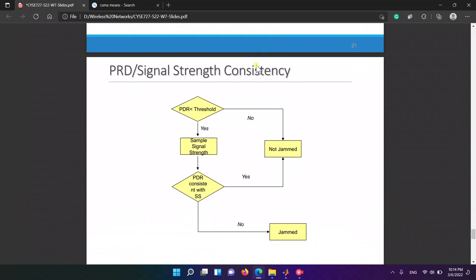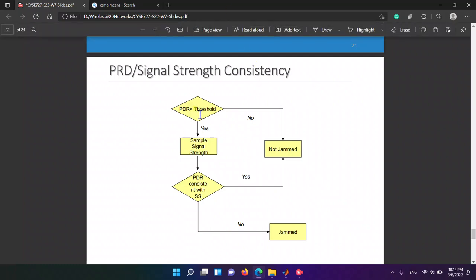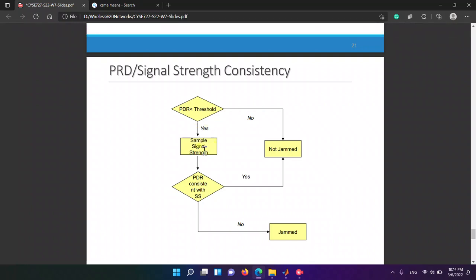Here we want to check if the packet delivery ratio is higher than normal. Higher than normal, then it's yes, right? Then we check if the delivery ratio is high, then it's less than the threshold, so it's not jammed. But if the packet delivery ratio is very low and it's lower than the threshold, then we should check the signal strength.